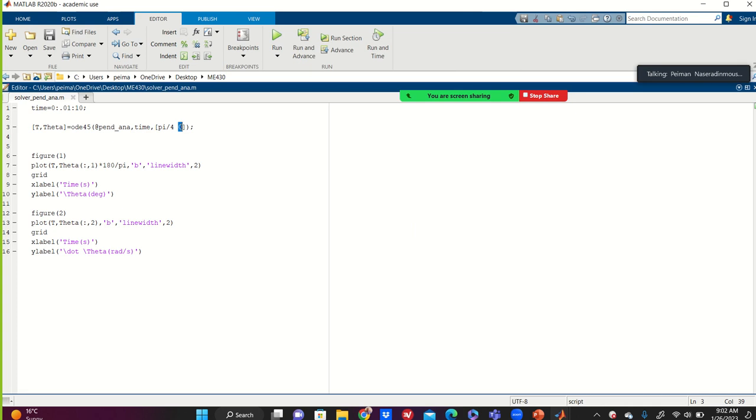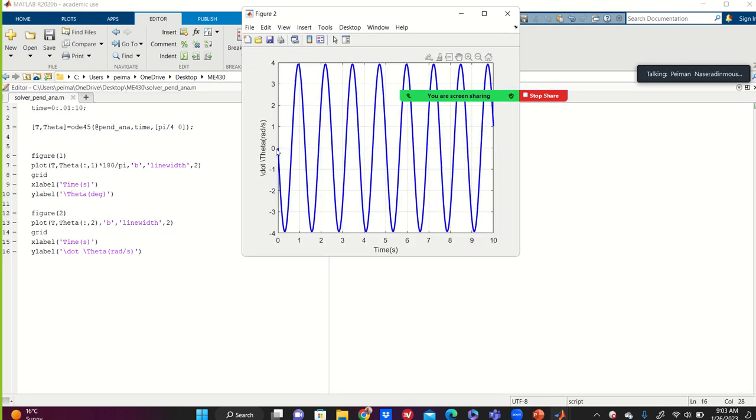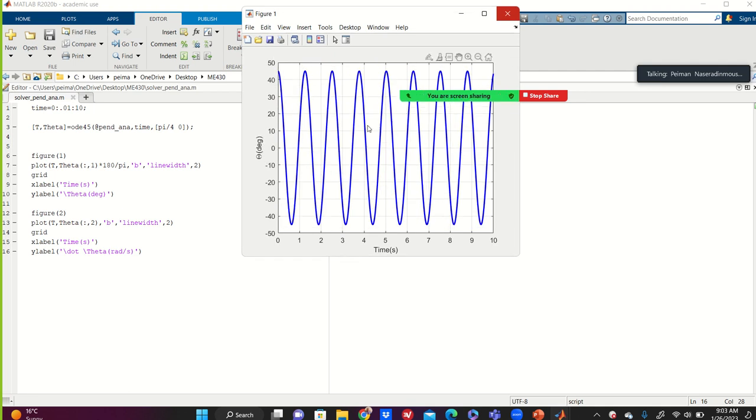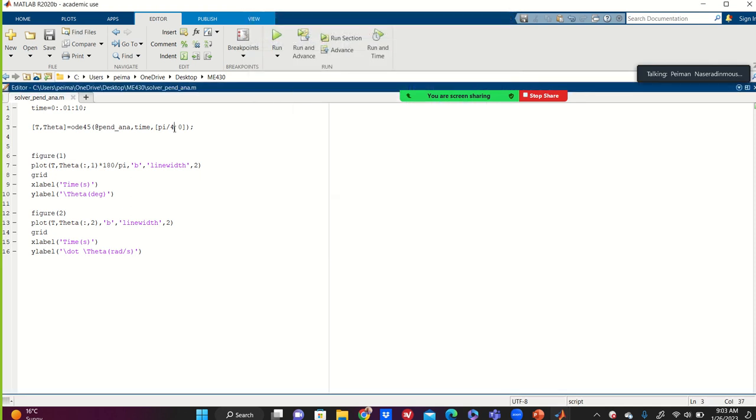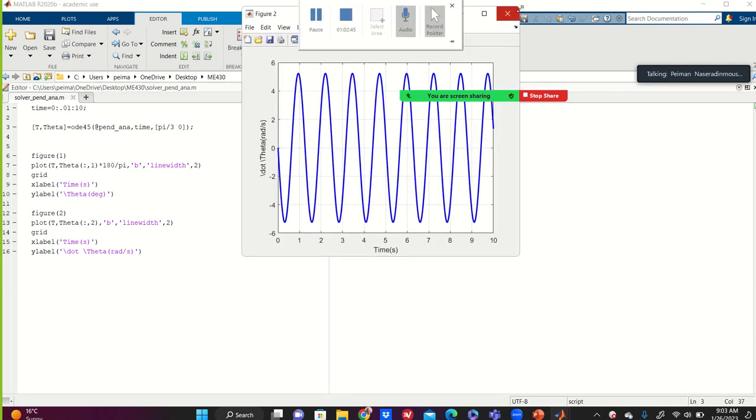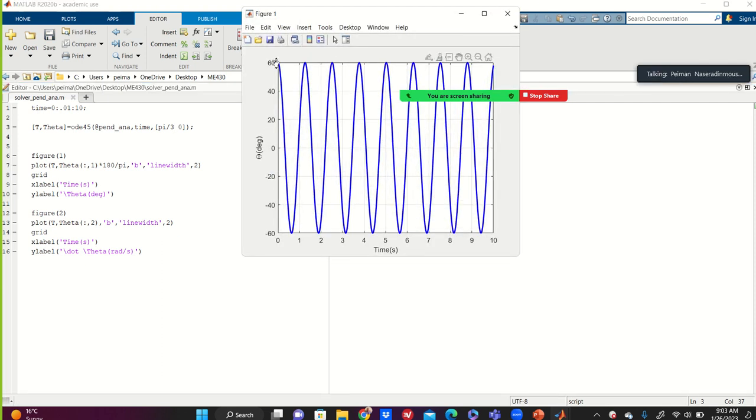Clear, guys? Everything? Yeah? Yeah, it's starting at pi over 4 or 45 degree. Look at here. So this is the figure. This is angular velocity starting as 0. This is how you excite the system, and this is starting from 45 degree. If I change it to 60 degree or pi over 3, here we go. This is angular velocity again, not changing. It's starting from 60 degree.